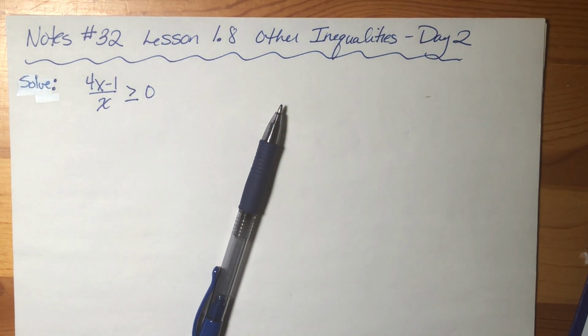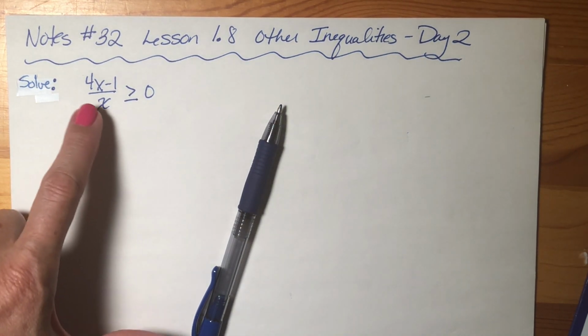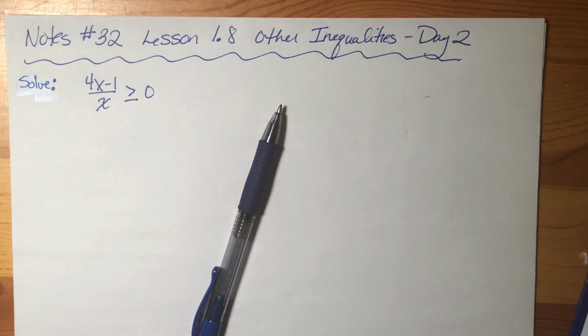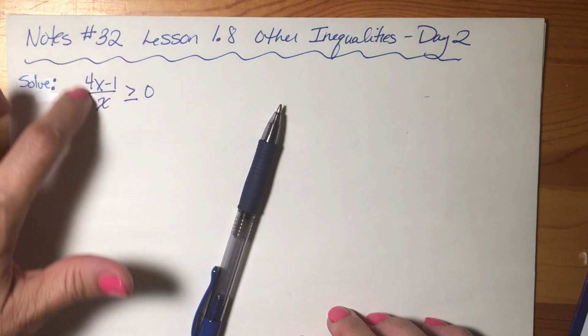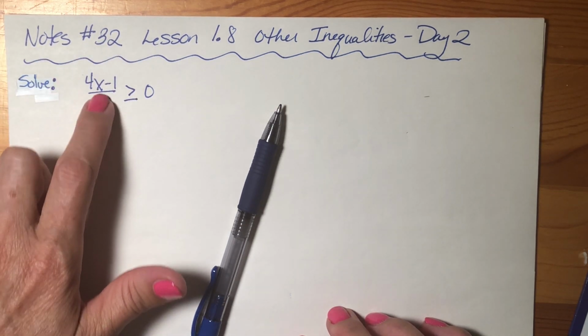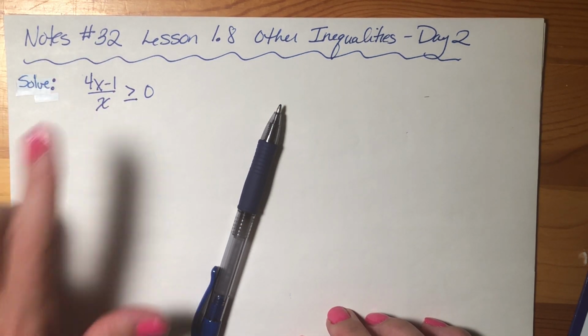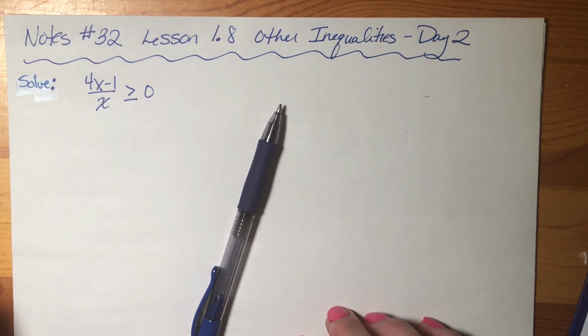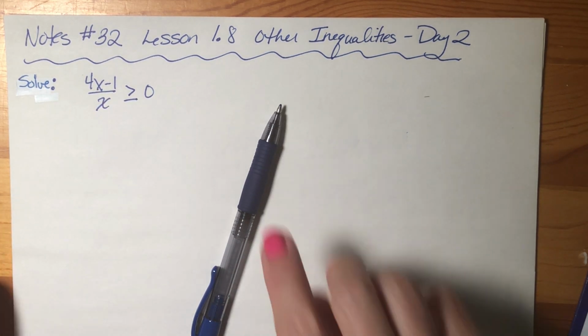I have one problem to work with you today. I've got (4x - 1)/x is greater than or equal to 0. Okay, so think about it. If this has to be positive, my numerator is positive and my denominator is positive, or my numerator is negative and my denominator is negative. So we need to go through this problem and think about that.